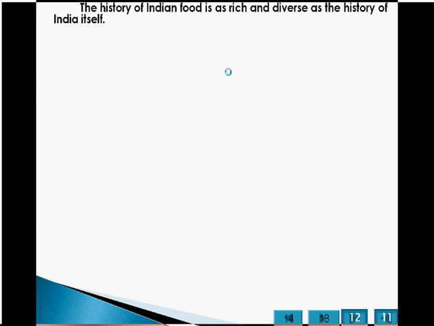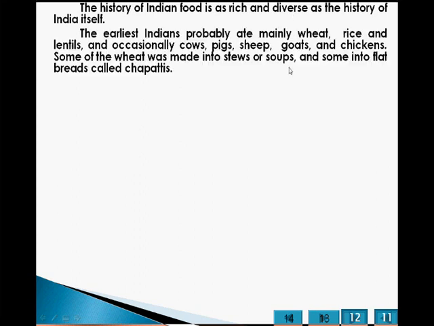Let's have a look at a text now. The history of Indian food is as rich and diverse as the history of India itself. So this is the first paragraph of our text. It's all composed of one sentence and it's dealing with the history of Indian food.